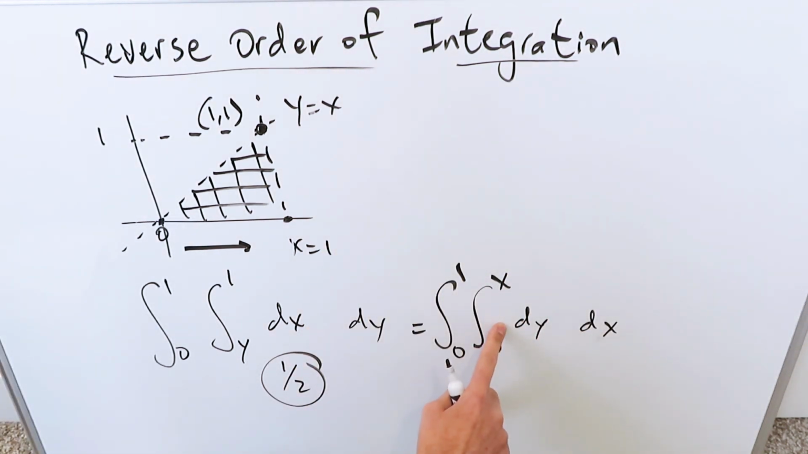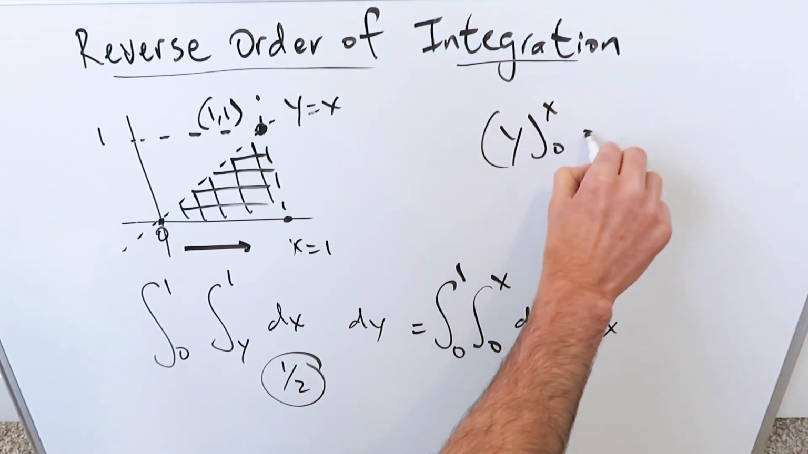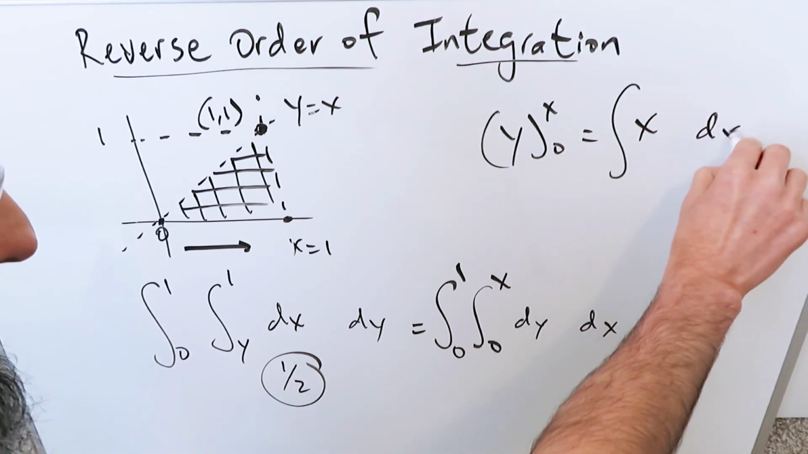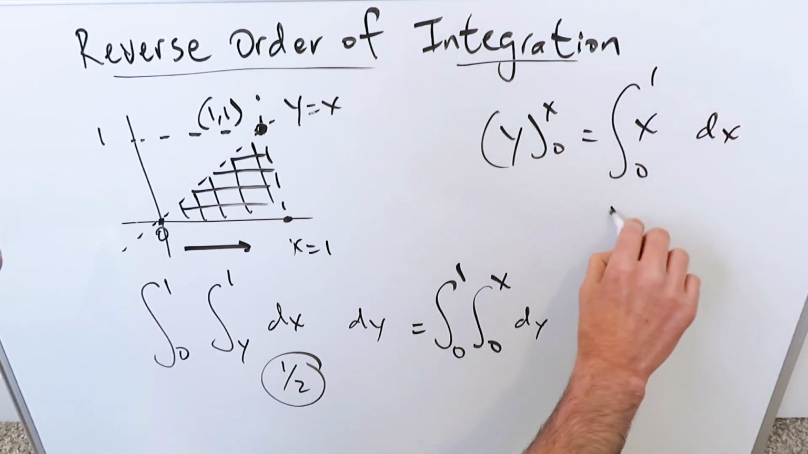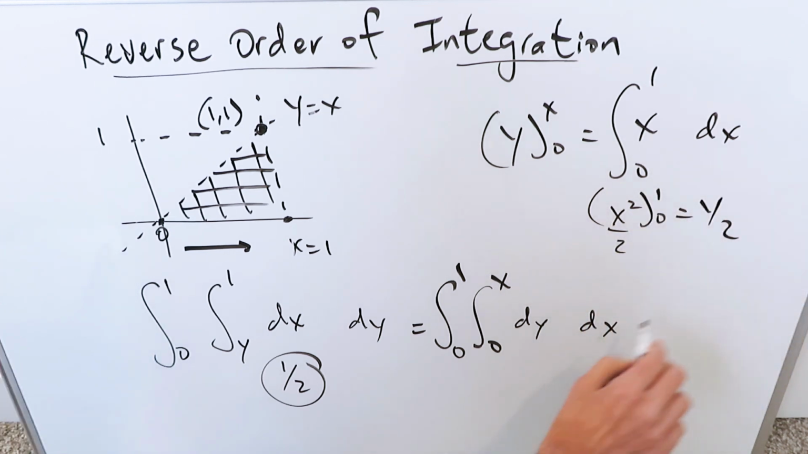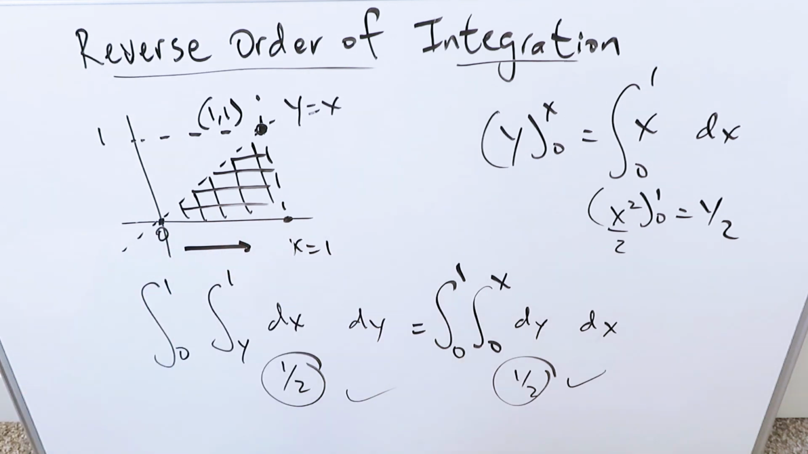Here, I have an antiderivative, it's a y. I have a limit x and 0. When I integrate this, I have an x. But this now is enclosed in your outer integral, which is dx, 0 to 1. When you integrate this, you have x squared over 2, 1 and 0, and when you complete it, you have 1 over 2, and the region of space is the same. It should be equivalent, but the order of integration has been changed.